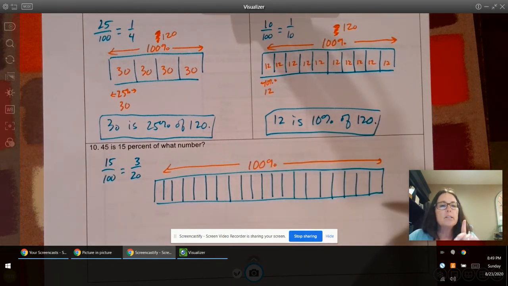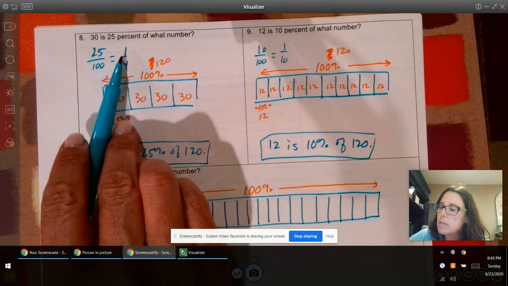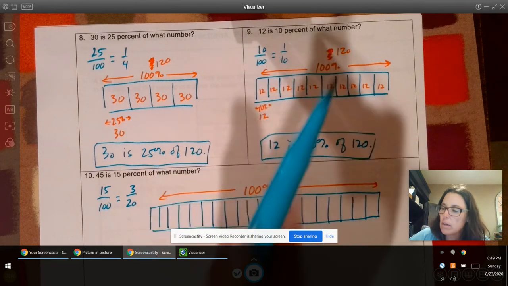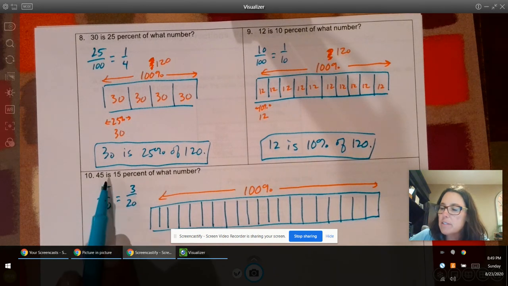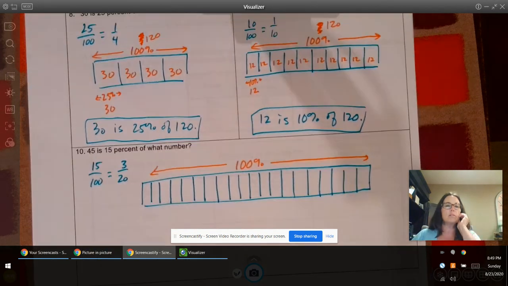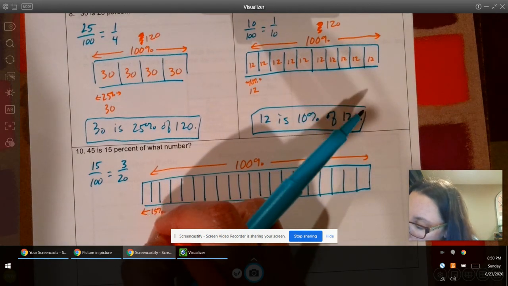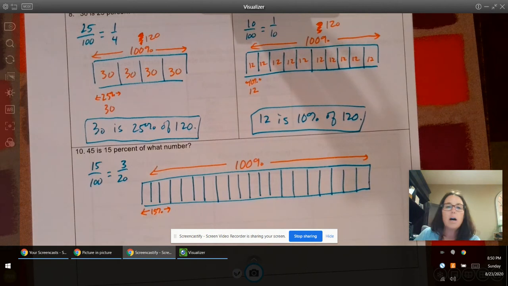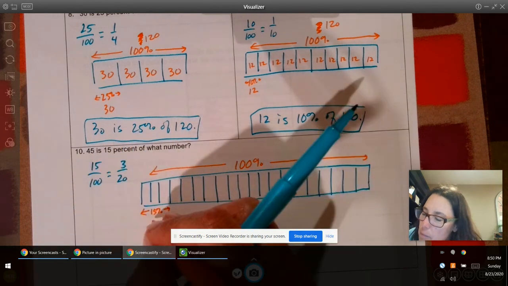Okay, this is a little bit different than the last two because up here we had one box. Here we have 3 boxes. Okay, so it says 45 is 15%. Let's think about the percent. 20 little boxes that make 100%. Do you understand that that would be 5% per box? So 3 boxes is 15%. Okay, so 45 is 15%.